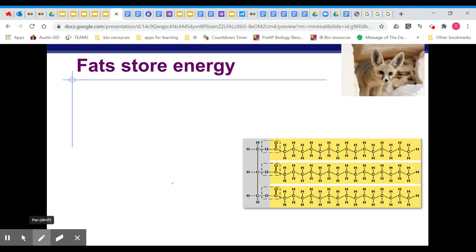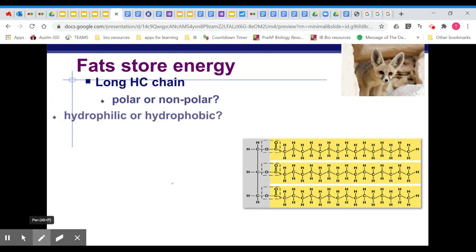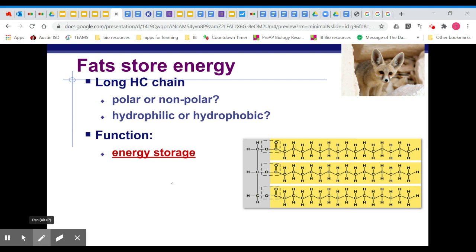So these fats are really good at storing energy. Those long hydrocarbon chains have a lot of bonds, and bonds are energy. If you'll remember when we talked about hydrocarbons, we said that they were non-polar. So there's no overall charge here, which means that they're going to be hydrophobic. Hydrophobic means water-fearing. So fats don't dissolve in water, which you probably already knew, but didn't think about it in these terms. Again, the main function here is going to be energy storage.